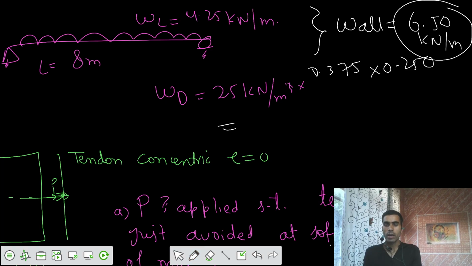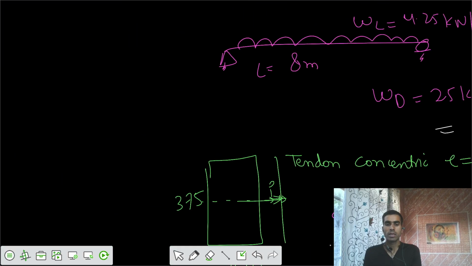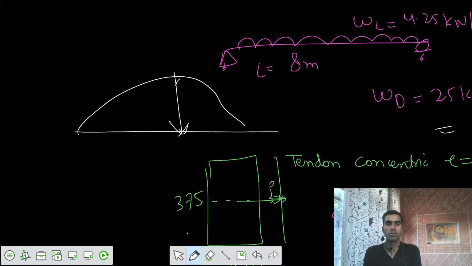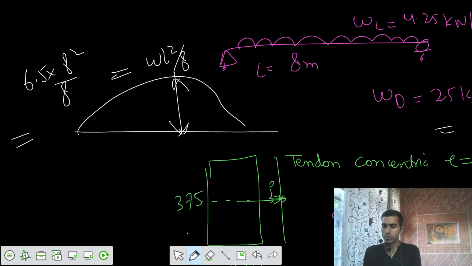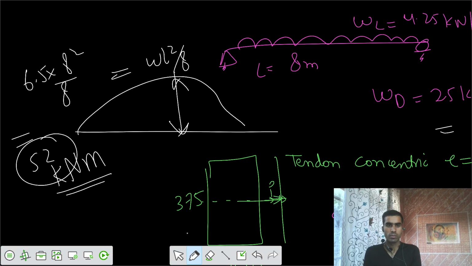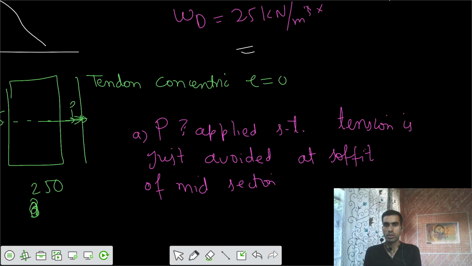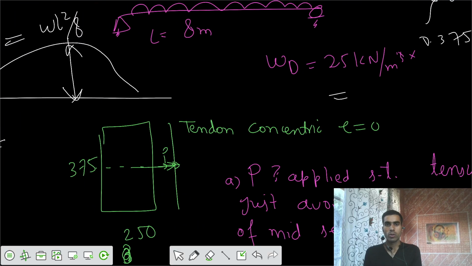And because of this, can you tell me what is the moment that gets developed at the midspan? Because we are talking about the midspan. So moment at the midspan is equal to WL square by 8. And that equals 6.5 into 8 square by 8. And that value is equal to 52 kilonewton meter. Now, this is your positive bending moment.